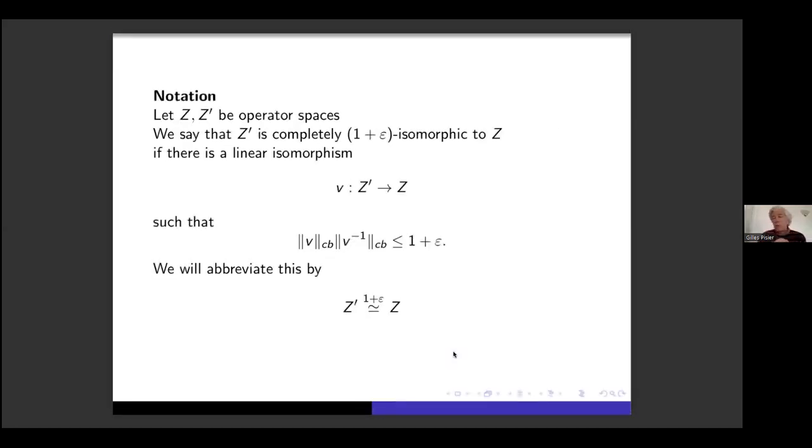Okay, so now let me go to a discussion of the example. Suppose I have two operator spaces Z and Z prime. Let me say, well, this is classical, Z prime is completely 1 plus epsilon isomorphic to Z if there is a linear isomorphism V between the two, such that the CB norm of V times the CB norm of the inverse is at most 1 plus epsilon. I will abbreviate this by Z prime isomorphic to Z with a 1 plus epsilon above.